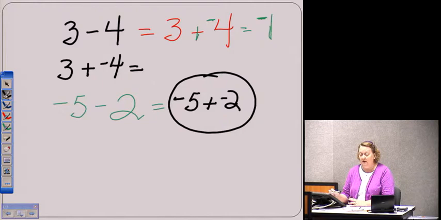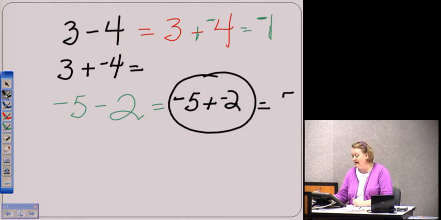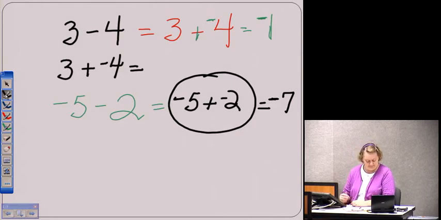How can you tell? Well, come in and work with me and we can look at it and tell whether you're having trouble. But here, the signs are the same. They're both negative. So that tells me the signs are the same. I need to find their sum. 5 plus 2 is 7. And then keep the sign of the larger, which is 5 and is negative. So it would be a negative 7.